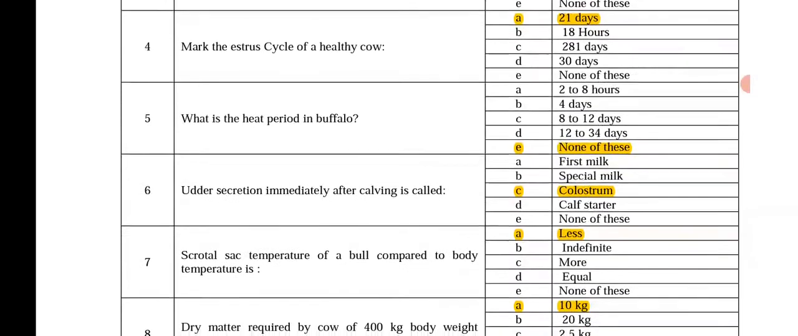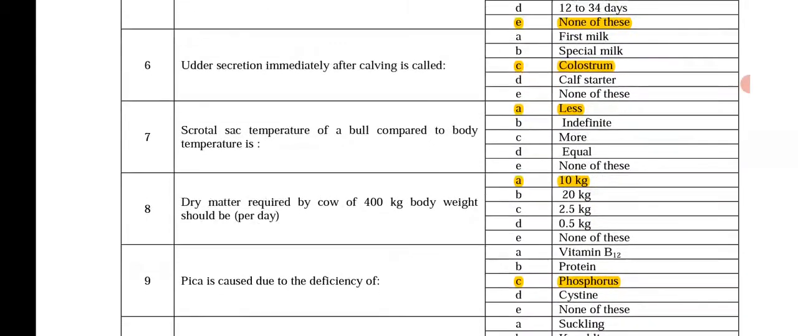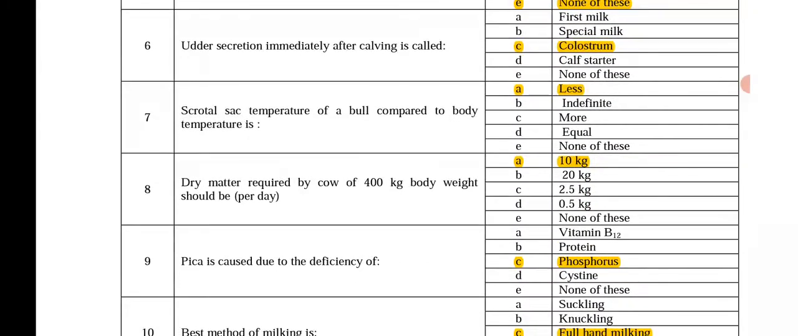What is the heat period in buffalo? None of these. Udder secretion immediately after calving is called colostrum. Scrotal sac temperature of bull compared to body temperature is less. Dry matter required by a cow of 400 kg body weight should be 10 kg.